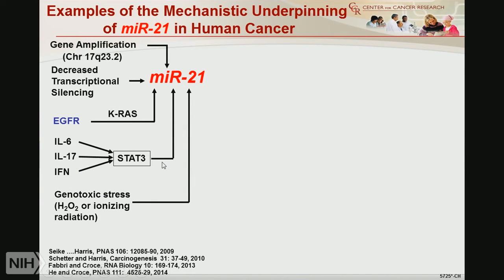So I could spend an hour talking about miR21, but this just summarizes the key points. I've already mentioned that it could be amplified. It's frequently amplified in human cancer. It's regulated by DNA methylation. We showed that EGFR or KRAS will lead to an increase, that David Baltimore and his colleagues showed that IL-6 or interferon acting through activation of STAT3, it's phosphorylated, acts as a transcription factor for miR21.